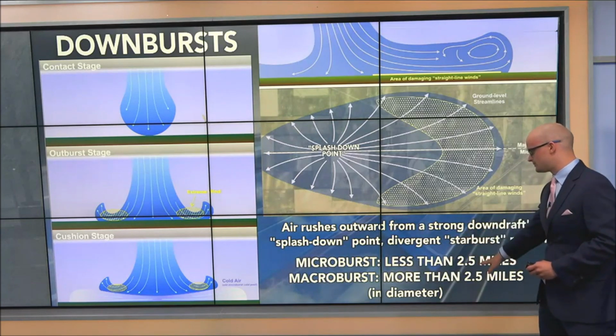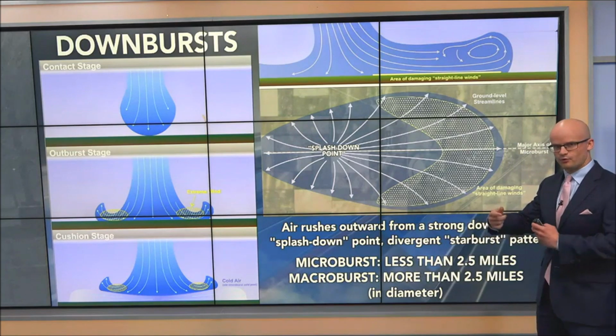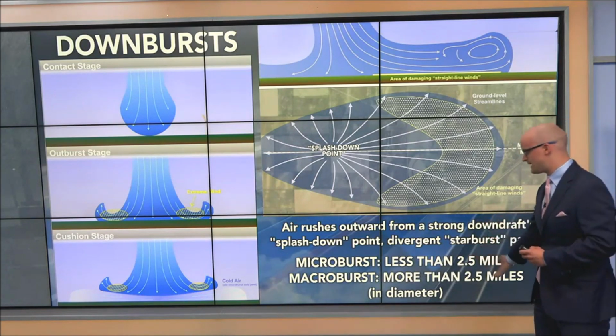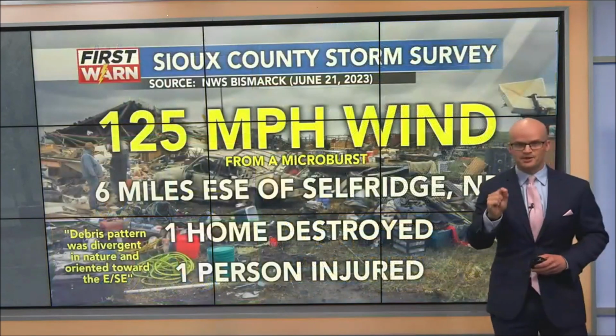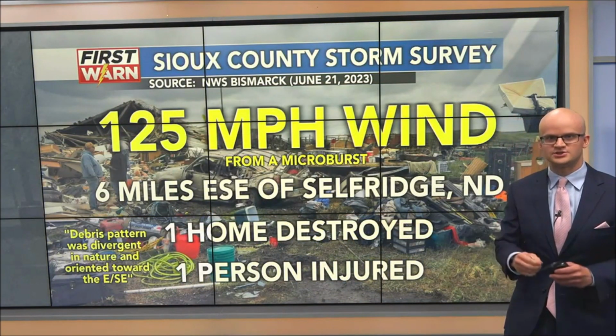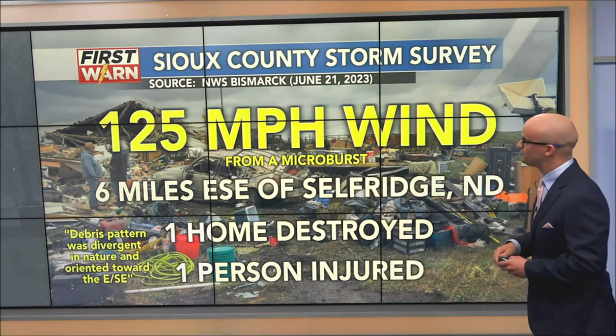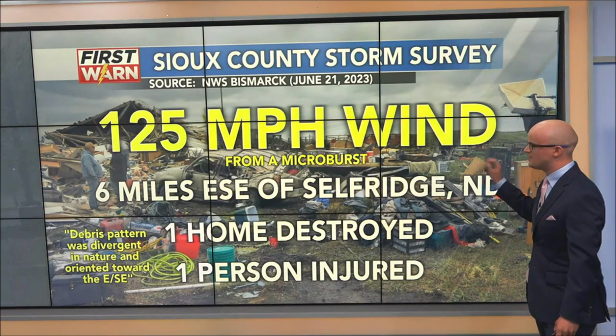And a microburst is less than 2.5 miles in diameter in terms of the strongest winds. A macroburst is more than 2.5 miles in diameter. But we had an example of these downdrafts, a microburst, because it was fairly small scale, in Sioux County a couple of weeks ago on June 21st, with 125 mile-per-hour winds from that microburst.